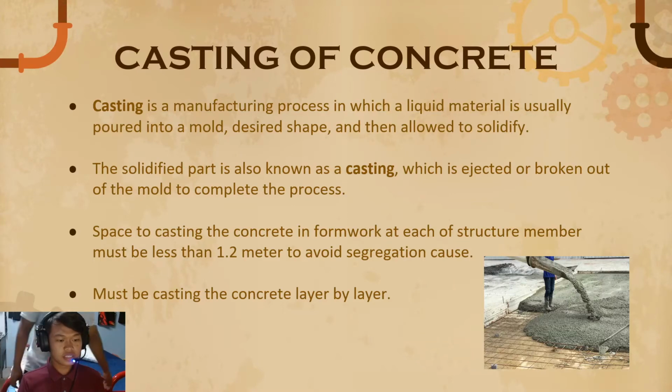Third, space to cast the concrete in formwork at each structure member must be less than 1.2 meters to avoid segregation. Fourth, must cast the concrete layer by layer.